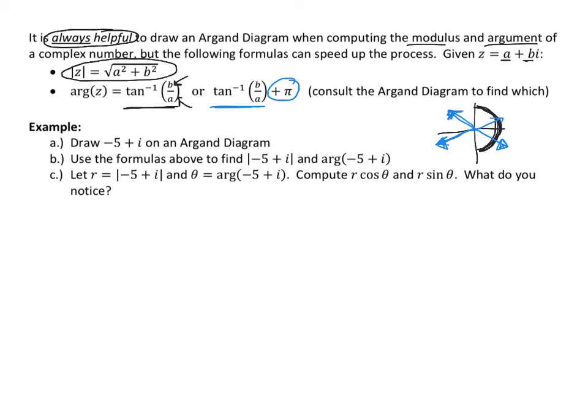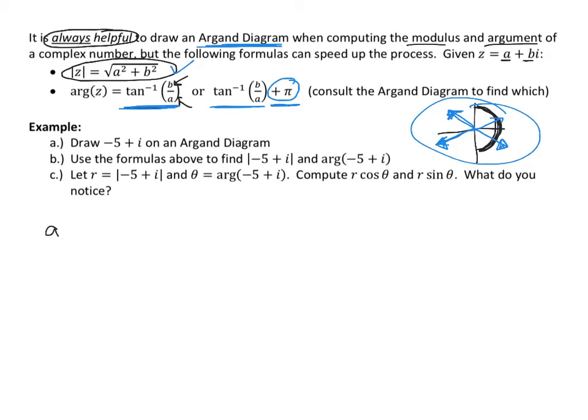And so what you want to do is first draw an Argand diagram, then do the modulus computation, because that one's always going to be correct. And then after that, you do this inverse tangent and look at your diagram to see if you need to add pi or not. So we're going to go through that in this example so you can see this process in action. Of course, if you've got a good sense for it, you can try this one on your own.